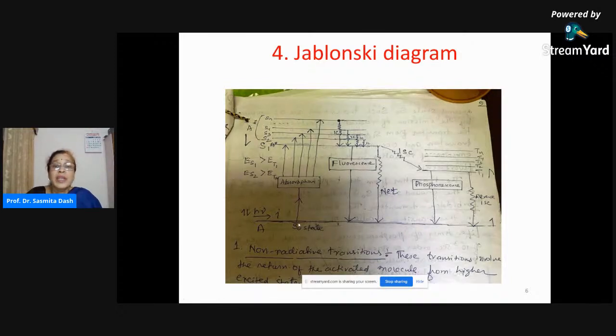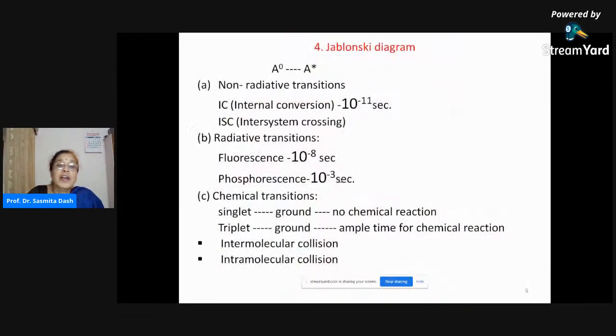When it is coming from S1 to S0, these transitions are accompanied by emission of radiation. And as we know, from S1 to S0, this is a same-spin transition. Hence, it is an allowed transition. The name of this is fluorescence, and it takes place in about 10 to the power of minus 8 seconds.